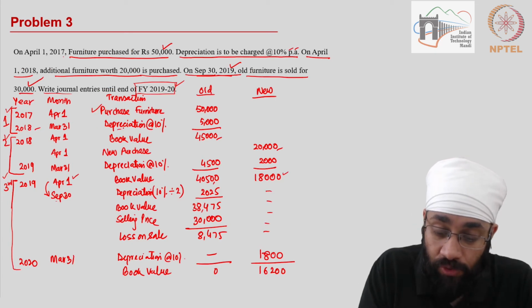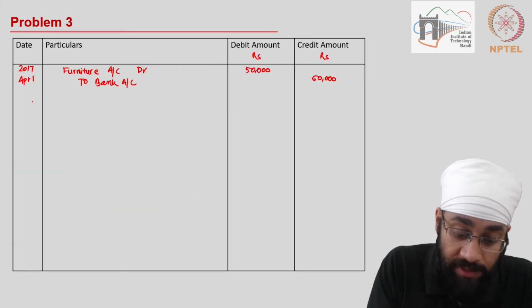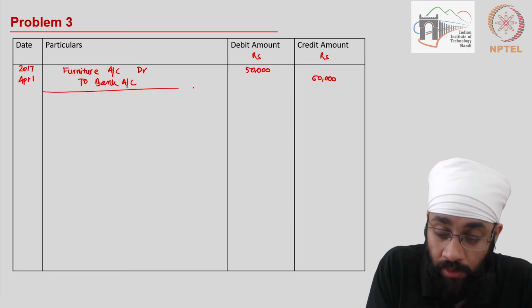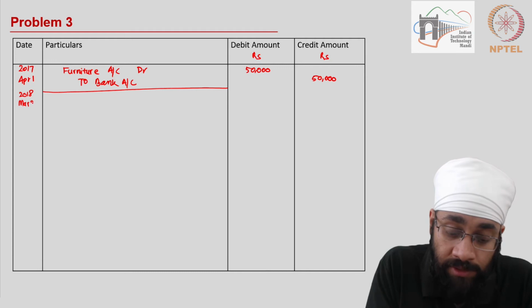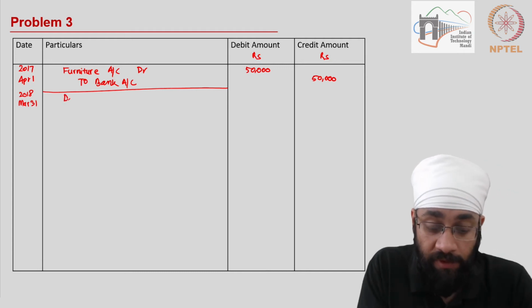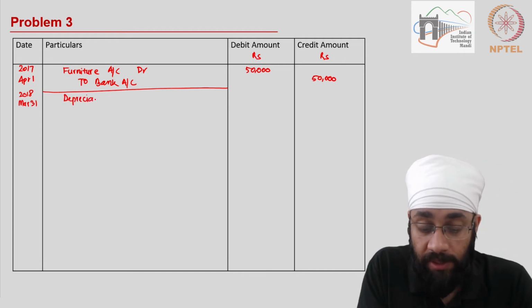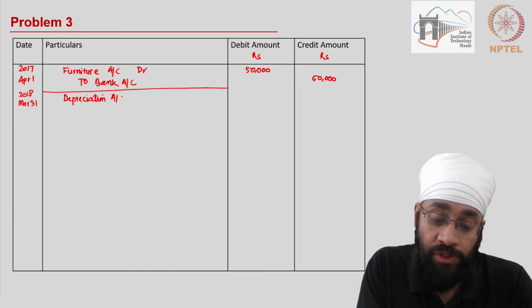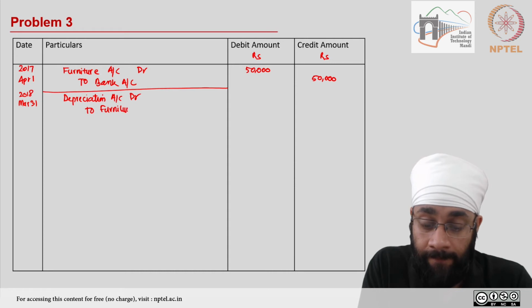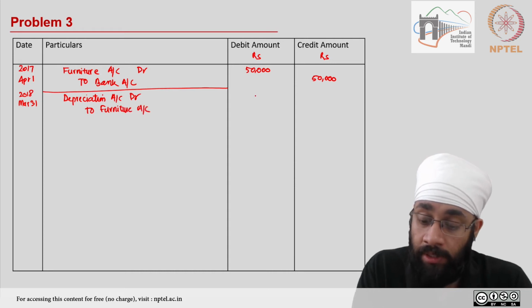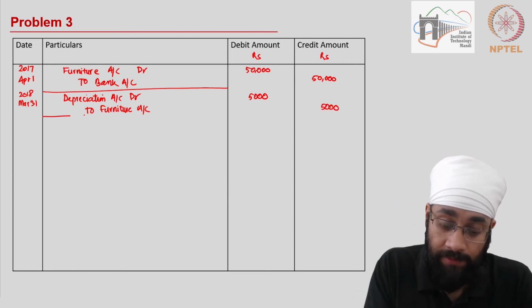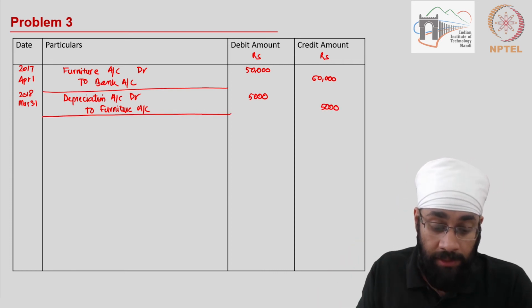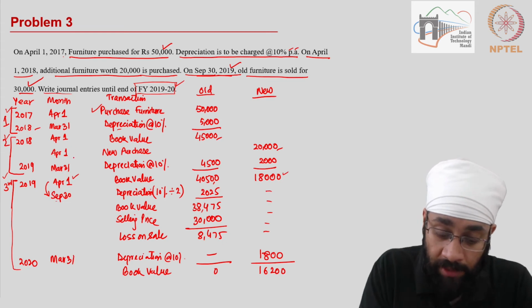At the end of the year, you charge depreciation. So 2018, March 31st. Depreciation will be charged. The journal entry is depreciation account debit to furniture account, the amount is 5,000 and 5,000. Done. The next transaction is on April 1st.